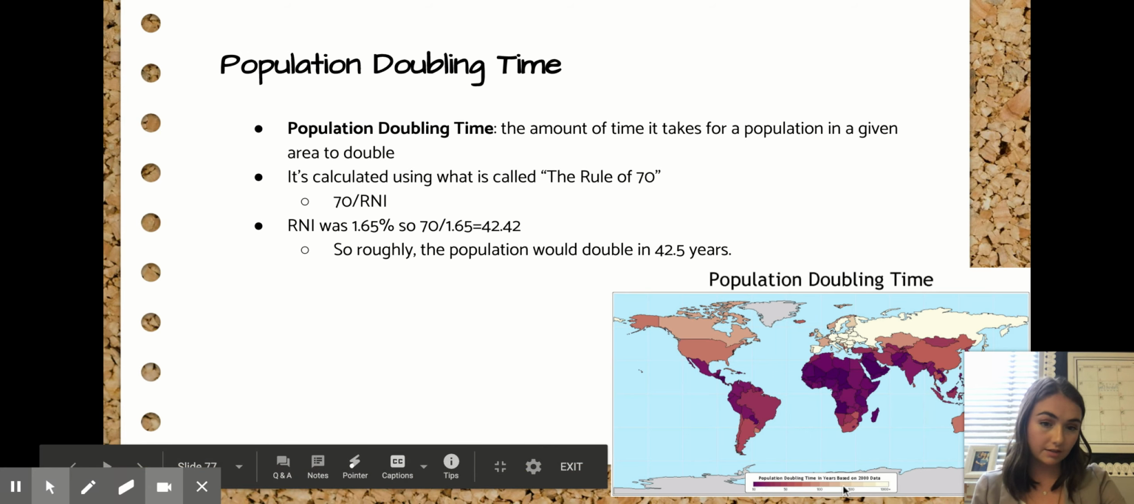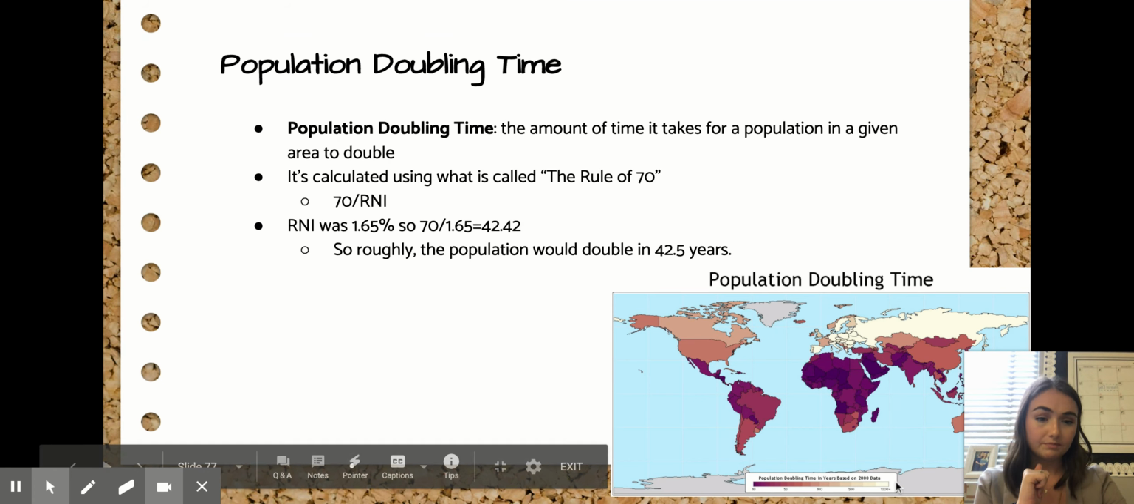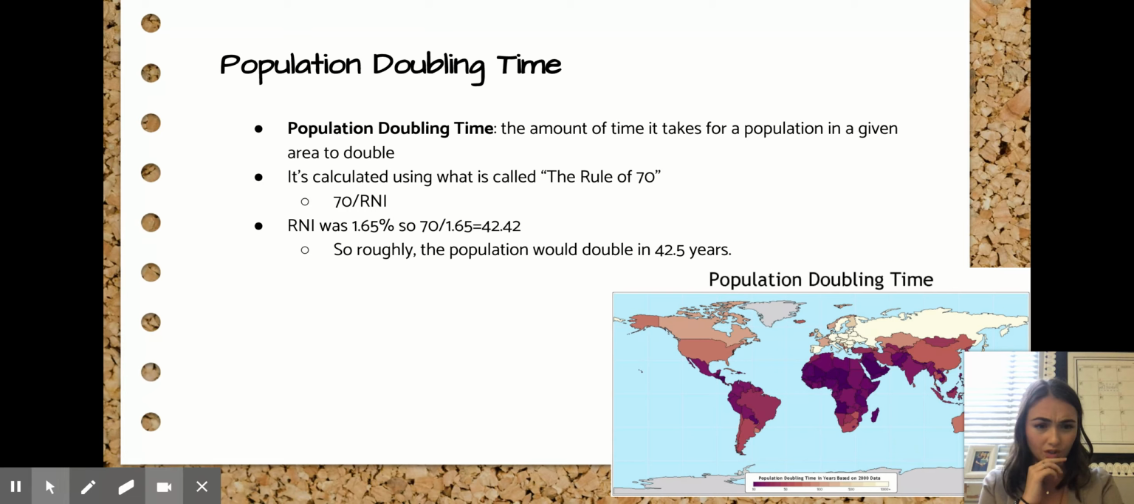So this map down here is a map of population doubling times worldwide. The lighter the country, the longer it's going to take them to double their population. So either their population is declining or it's growing super, super slowly. And then the darker you get, the quicker your population is growing because the less time it's going to take to double.